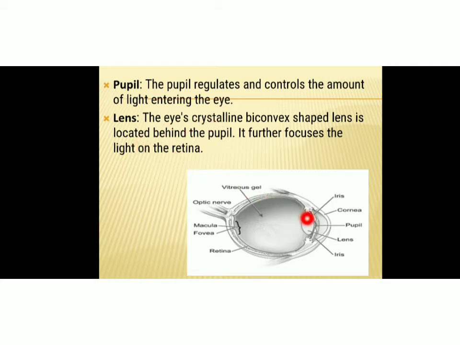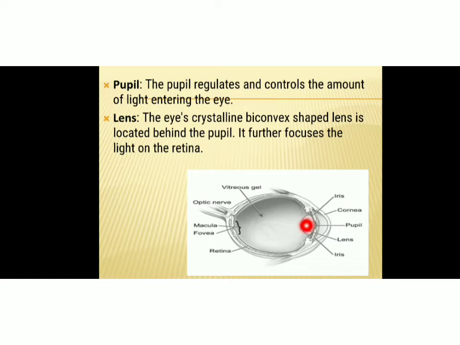And the next important part, behind the pupil, you can see a crystalline shaped lens. This structure has the shape of a convex lens, isn't it? So this is the eye lens, and the eye lens is a convex lens. The eye's crystalline biconvex shaped lens is located behind the pupil. So you can see this is the pupil, and behind the pupil you can see a crystalline structure in the shape of a convex lens. So this is our eye lens.